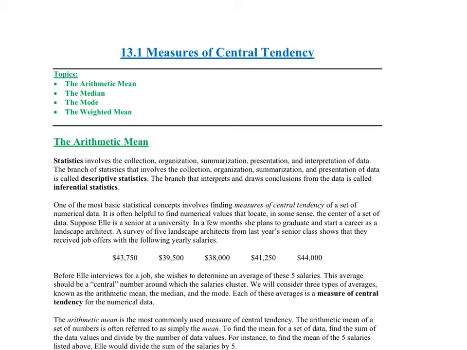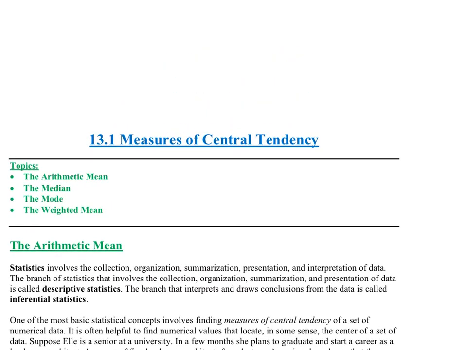Section 13.1 is on measures of central tendency. So what is central tendency? Well, this entire section is essentially what you know as the word average. A central tendency is where the middle of something is. If I asked what the average test score is, almost all of you would add up all the test scores and divide by the number of students. Well, that is one measure of the word average, or one measure of central tendency.